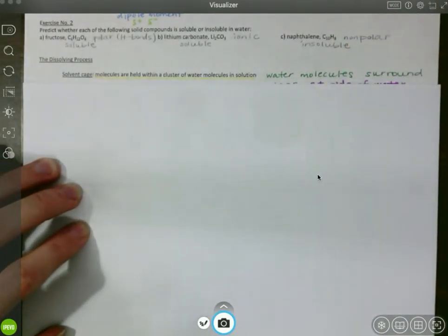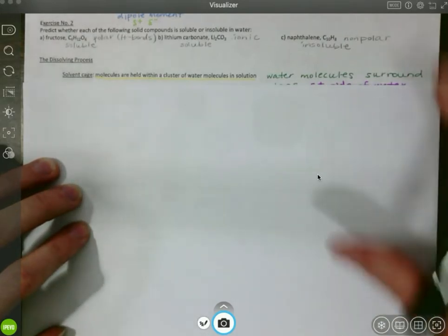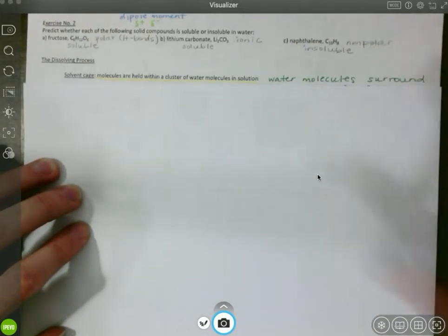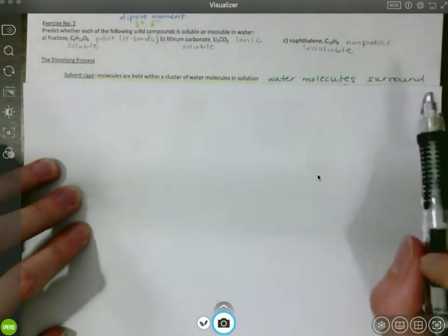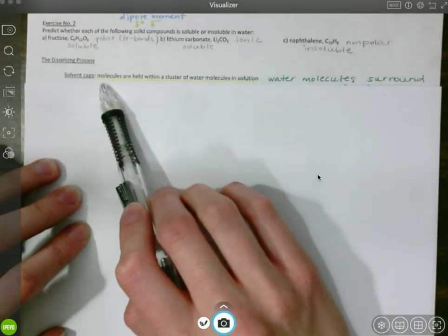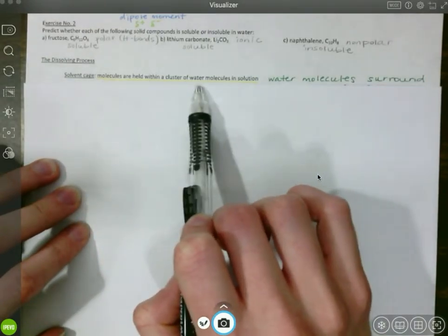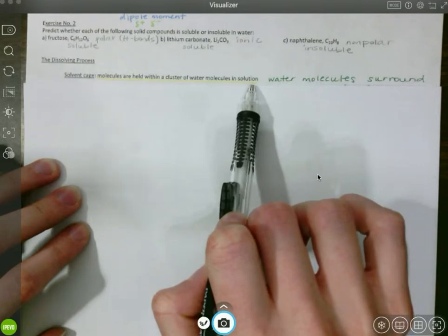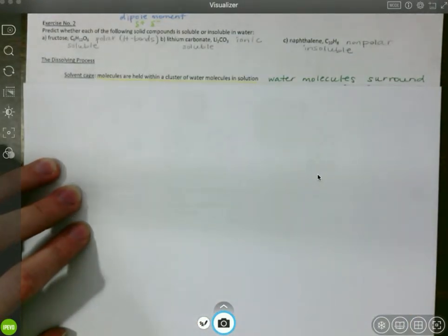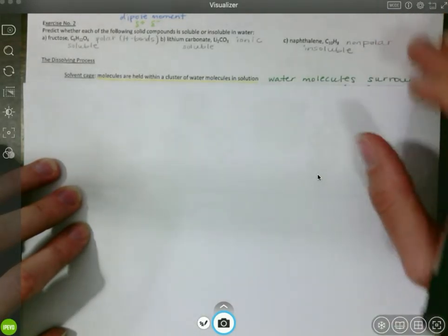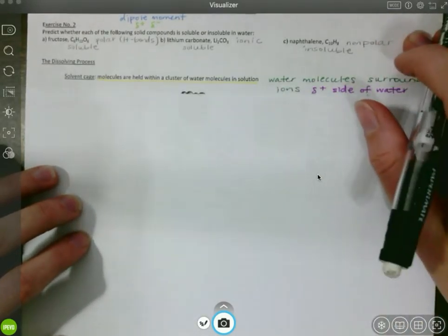So when substances dissolve in water, for example, we're going to be forming a solvent cage around the ions that form in solution. So in a solvent cage, our molecules are held within a cluster of water molecules in solution. This will happen with salt. This is going to happen with sugar, glucose. They're going to be surrounded by water molecules.